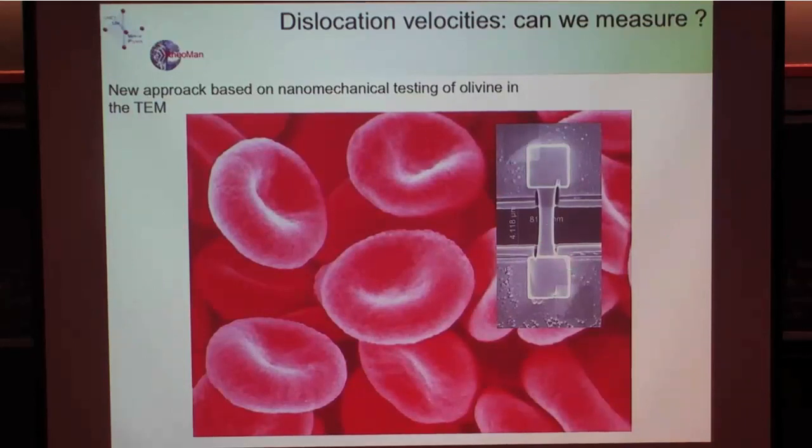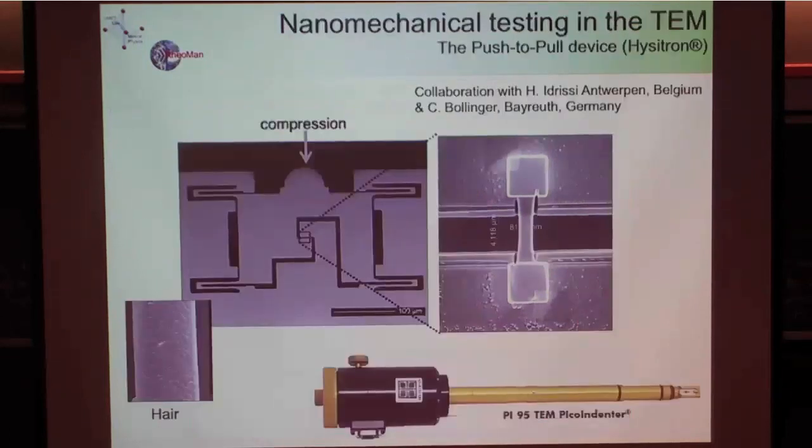We did this experiment where we deformed olivine in situ in the TEM. For that, you have to use a tiny, tiny sample, which is smaller than a red blood cell. And if you do that, you can achieve plastic deformation at room temperature with olivine. We have this device. This is a scale, a human hair. So we have this device, which is put into this 3 millimeter space in this sample holder, which goes into a TEM, where we can glue this tiny sample of olivine. And if we push here with a nano indenter, we open this gap and we deform this sample in tension.